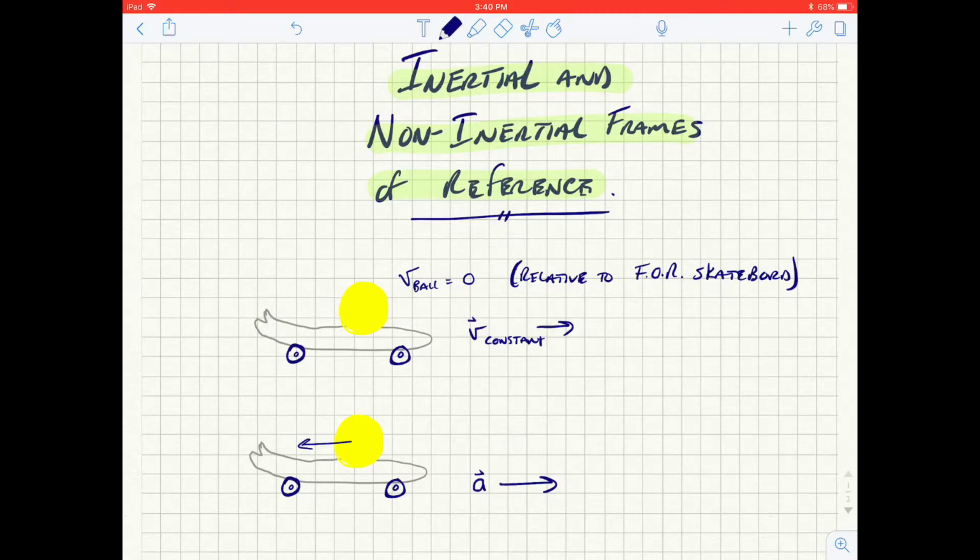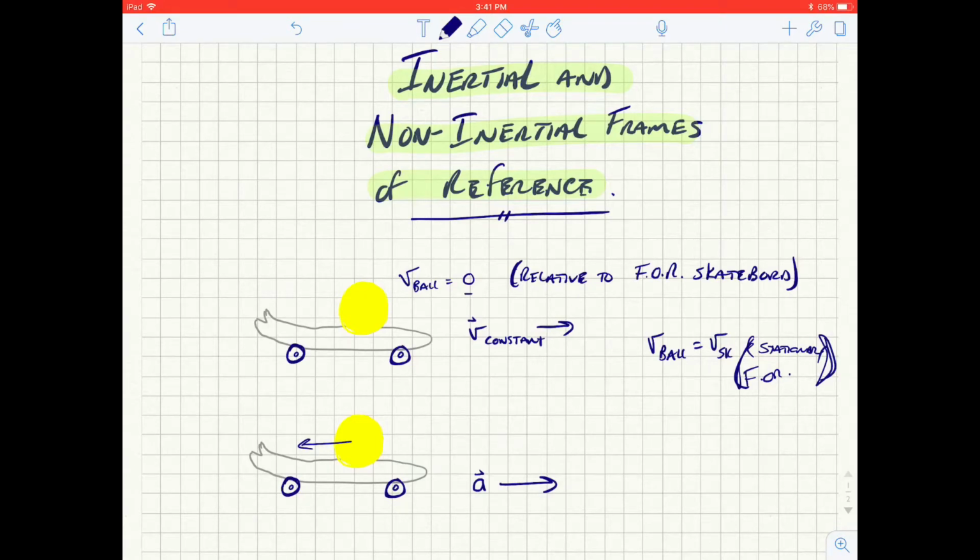The skateboard is moving at constant velocity, and the ball is at rest relative to the frame of reference of the skateboard. Of course, if you wanted to observe the motion of the ball from the frame of reference of the ground, we could say that the velocity of the ball is the same as the velocity of the skateboard from a stationary frame of reference. So we know how to do that. We know how to put ourselves into and out of certain frames of reference in order to describe the motion of an object.